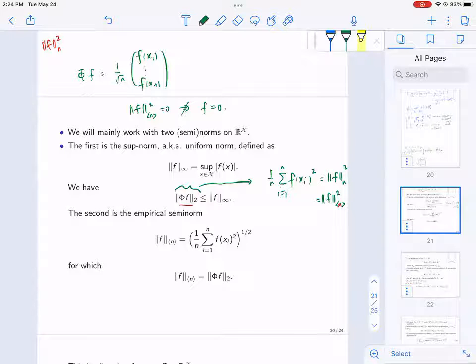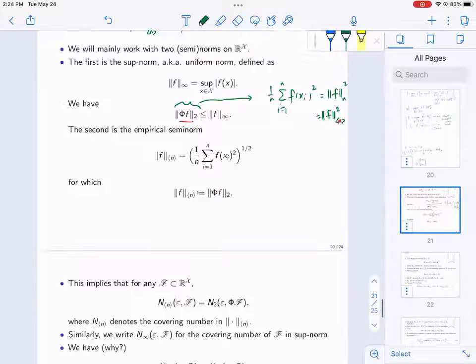Okay, great. Yeah, so this is the average of these values. If I replace each one with the maximum value, the average is going to be less than the maximum. Then take the square root of both sides. So this is easy to see. So the sup norm is an upper bound on this empirical norm. This is by definition basically, and this is less than the sup norm of f.